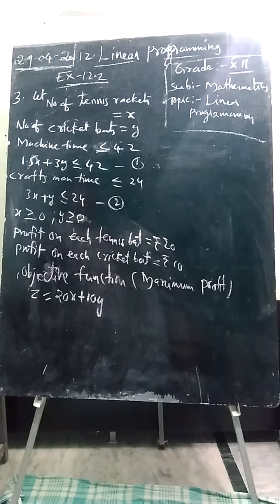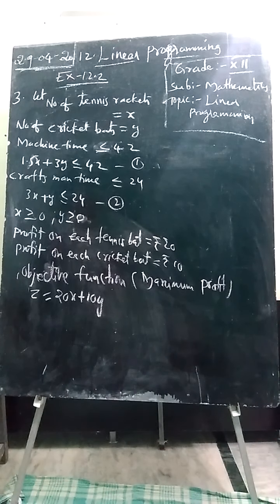Yes, friends, one more problem is given related to a manufacturing problem, that is exercise 12.2, third question. A factory makes tennis rackets and cricket bats. A tennis racket takes 1.5 hours of machine time and 3 hours of craftsman's time in its making, while a cricket bat takes 3 hours of machine time and 1 hour of craftsman's time.